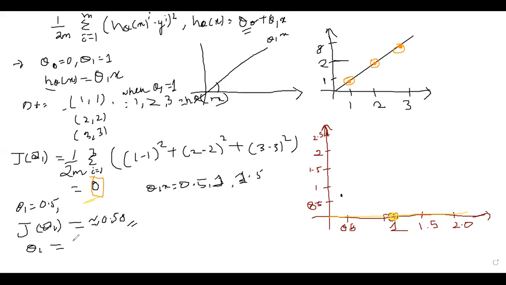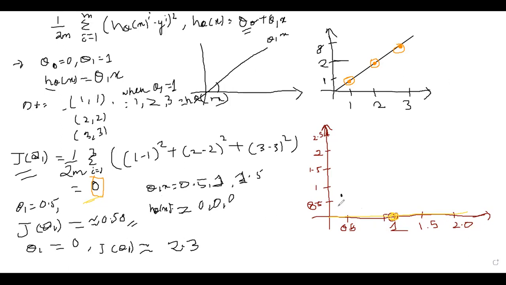Like that, suppose I take my theta 1 value as 0. Then what will be my predicted points, h theta of x? That will be theta 1 into x, which means it will be 0, 0, and 0. If we subtract using this formula, then my cost function will be approximately around 2.3.